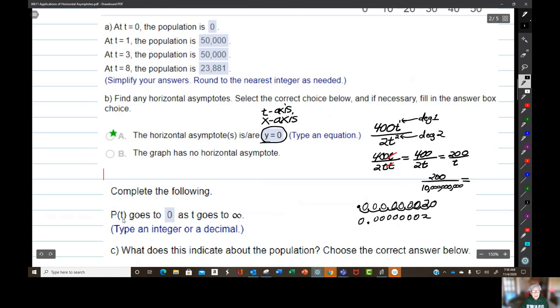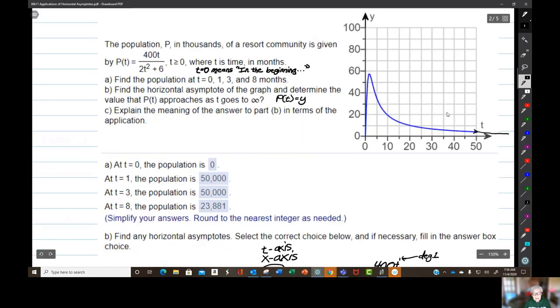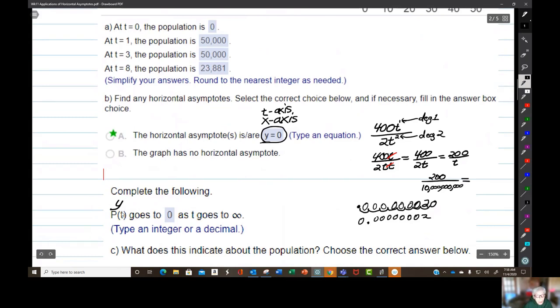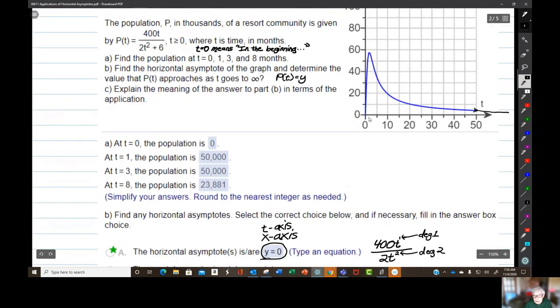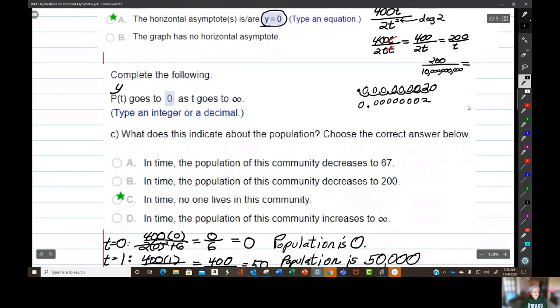And complete the following. P of T, which is just Y, the numbers on the Y axis. These are all in thousands. Y goes to zero. That is, it goes down here, closer and closer and closer, the larger these numbers get. And the short way to say it is P of T goes to zero as T goes to infinity. This is what a limit is.